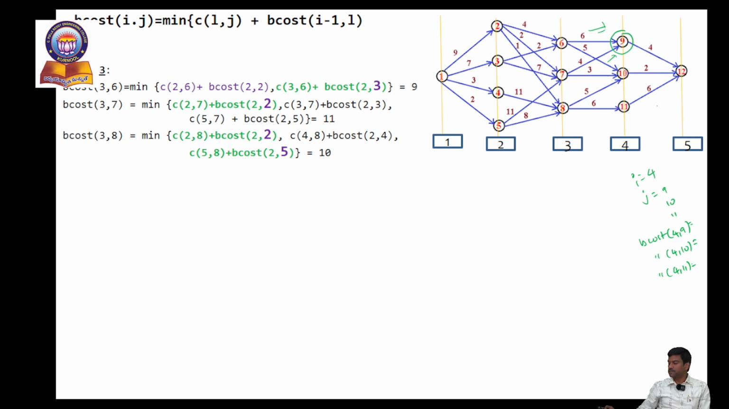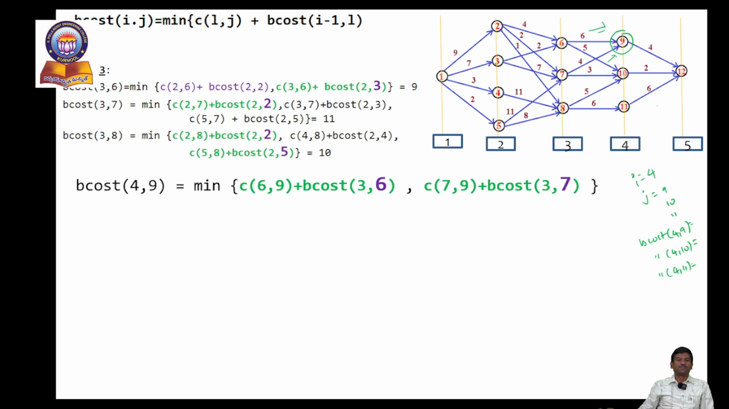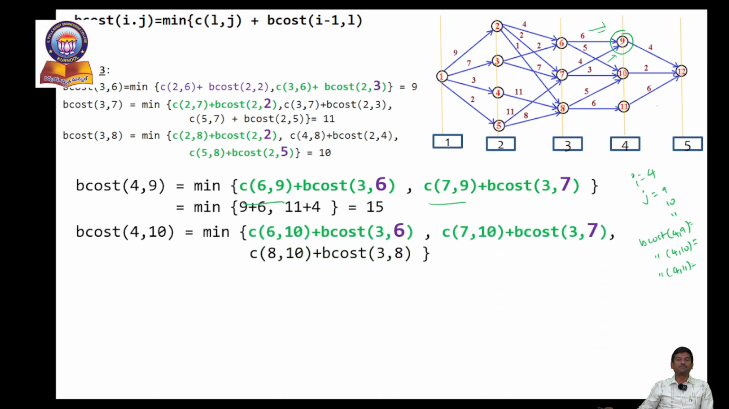Those values become the values of L. So bcost of 4 comma 9 is equal to, since from 6 to 9 we can connect as well as 7 to 9, so c of 6 comma 9 and the next part, c of 7 comma 9. Replace the remaining values in the formula, that is bcost of i minus 1 comma L, and you find the minimum between 15 and similarly 15. Of course there are two minimum costs, 15 comma 15, which will be equal to 15.